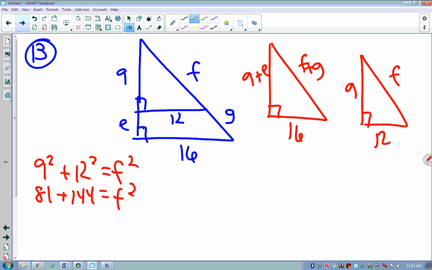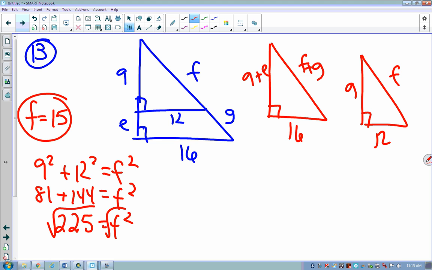Did somebody get an answer? 225? 225 equals F squared. We want to square root 225. F equals 15. Okay? That allows me to substitute there, as well as here, 15 plus G now. Okay, there's 15. But because this is a shared angle, and these two angles are congruent, then I know that the triangles are similar through the angle-angle-angle similarity postulate, right?